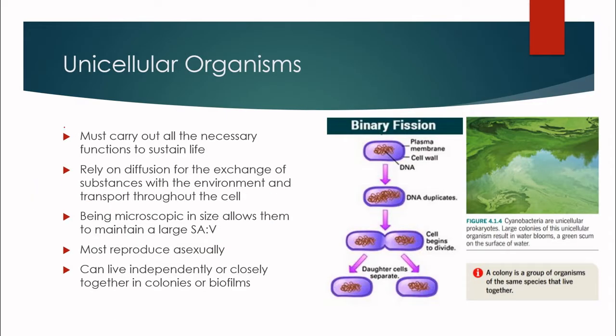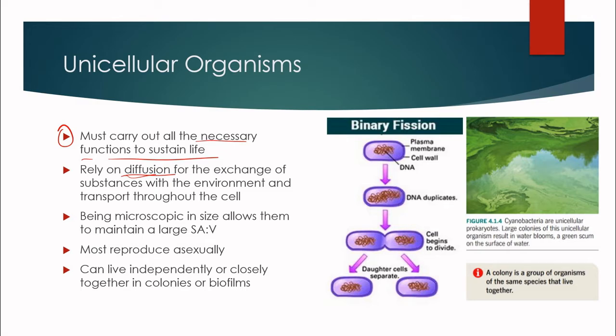The unicellular organisms must carry out all the necessary functions to sustain life. And they'll rely on diffusion for the exchange of materials either in or out of the cell. So if they need to excrete wastes, it'll be through diffusion, or anything coming into the cell will be done via diffusion. You think about a multicellular organism, which we're going to talk about in a second, they'll actually have specific organs and systems that will help exchange with the environment. If you're unicellular, you carry out all the necessary functions to sustain life. You don't have organs and systems assisting you with that. And you're also going to rely on diffusion to get things out of the cell and into the cell.